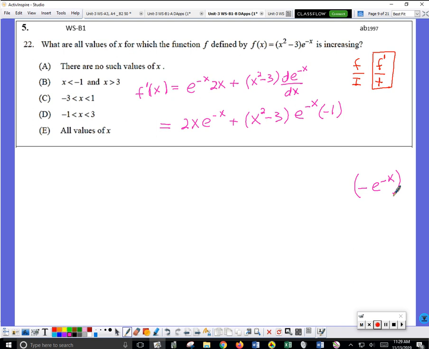Points? Anybody else? Oh. Okay, so here we go. So here's f prime.